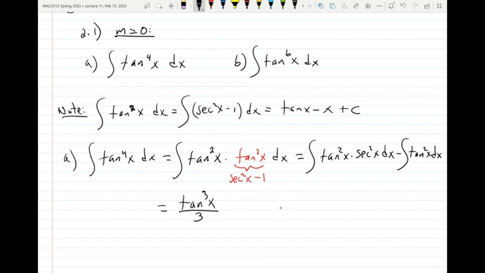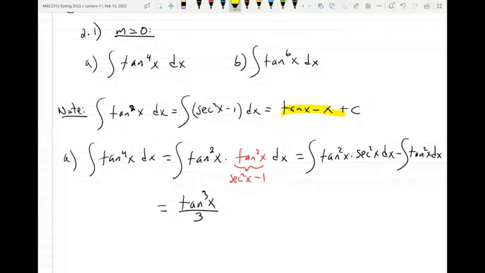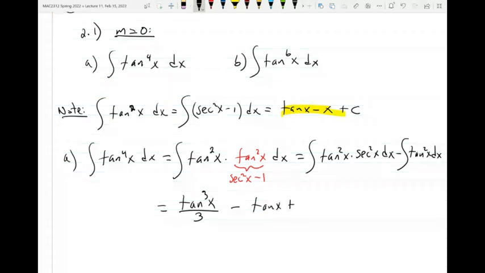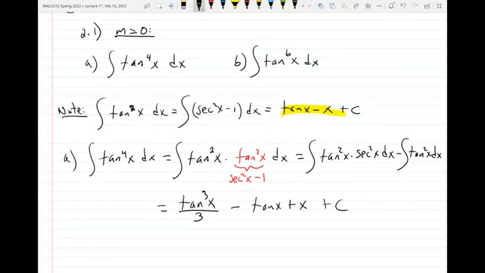And what's the second integral? Well, let's reuse it. We did it already above, right? So we already know that that is equal to tangent minus x, right? So from above, we see that this is, I'm distributing the negative, okay? So this one is from above.